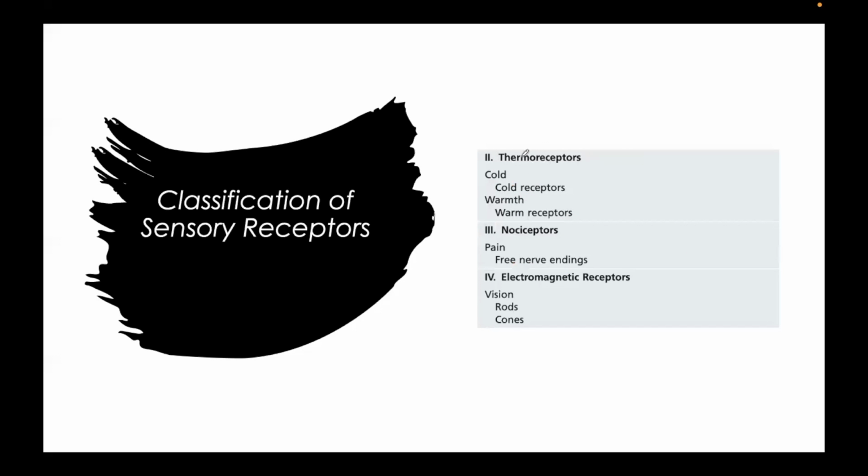Now, the second type of sensory receptors are the thermoreceptors, which respond to either warmth or cold. The nociceptors, which are for pain. And lastly, we have the electromagnetic receptors. Okay, no, we still have the chemoreceptors. So second to the last is the electromagnetic receptors, which are for vision. We have the rods, and we have the cones.